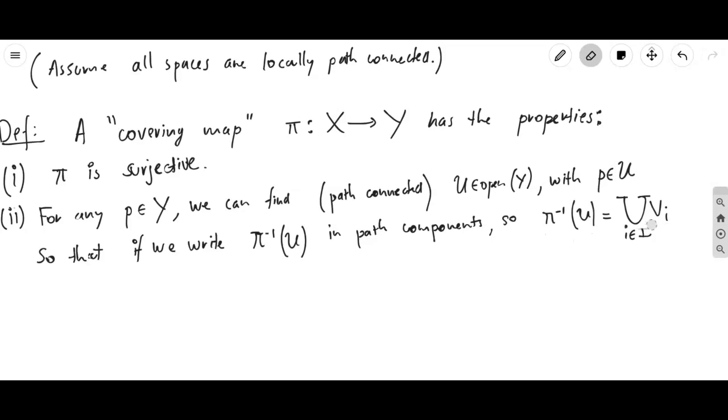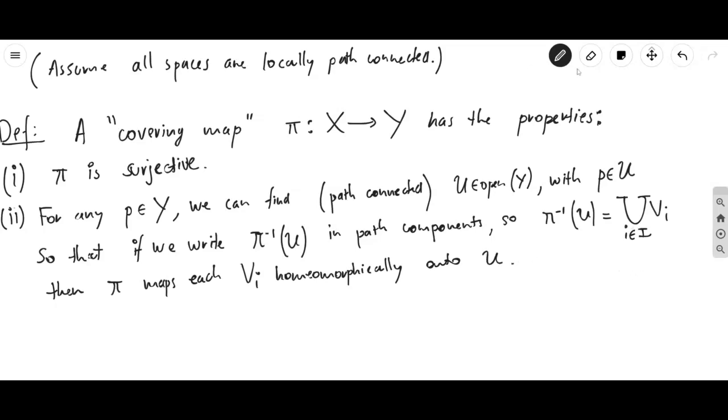So pi inverse of U, when you write it as a union of these open sets, then pi maps each V_i homeomorphically onto U.